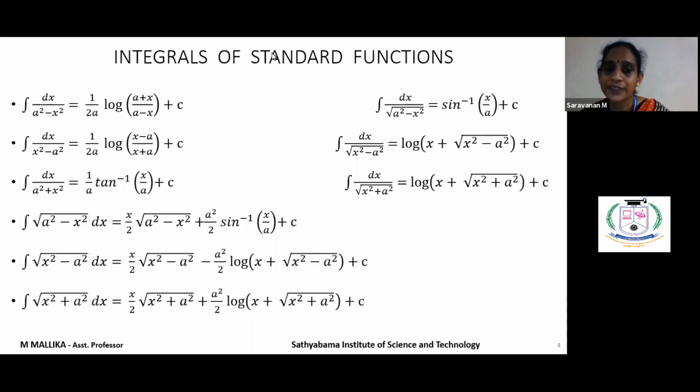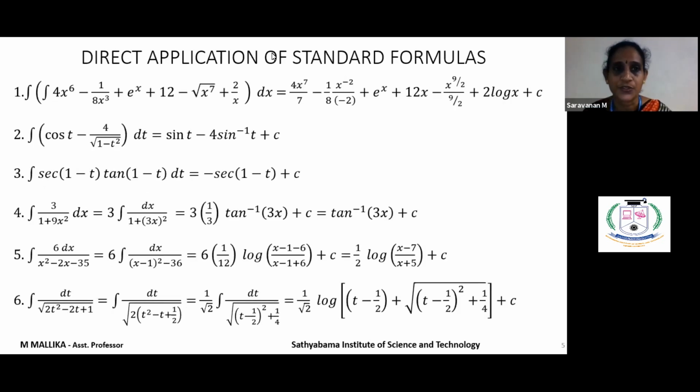Also, we have another set of 3 formulas with square root of the same functions. So all these 9 formulas are equally important. With these standard formulas in mind, let us first see some of the problems where we directly use the formulas and do the integration. These are some of the examples where we do the integration directly by applying the standard results.